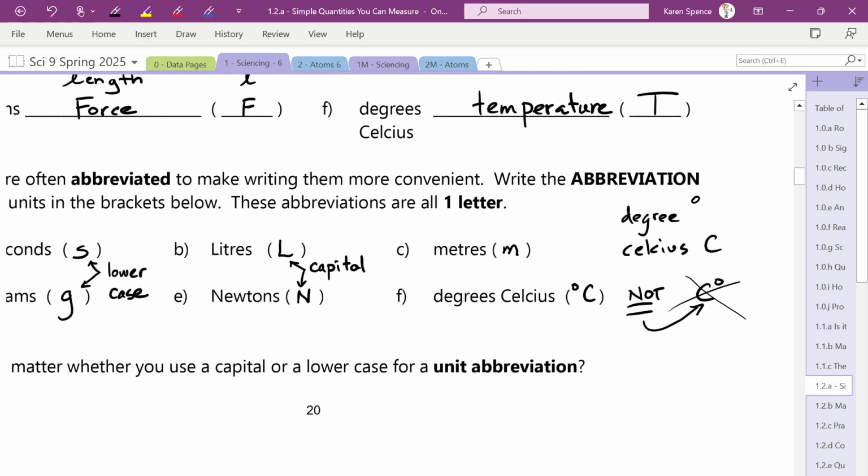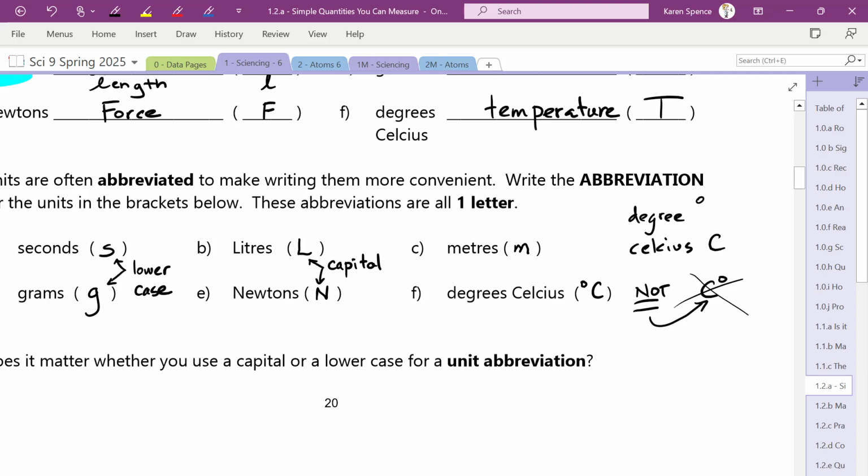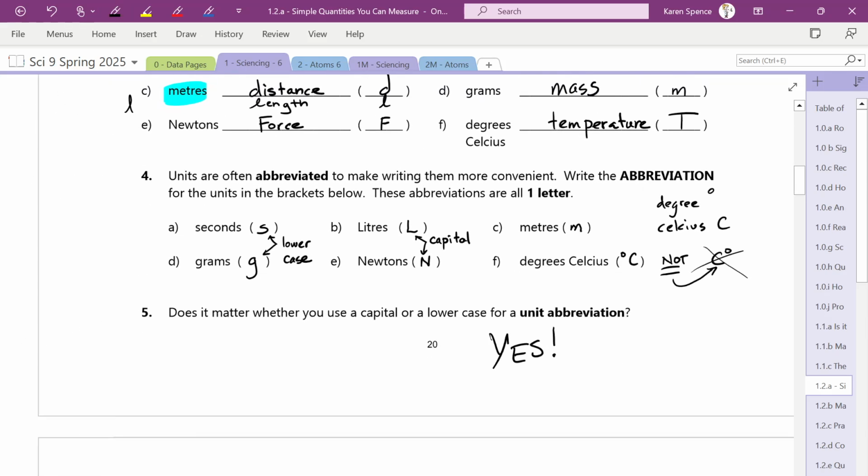Okay, so degrees Celsius. Does it matter if you use a capital or lowercase for the unit abbreviations? Yes. Okay.